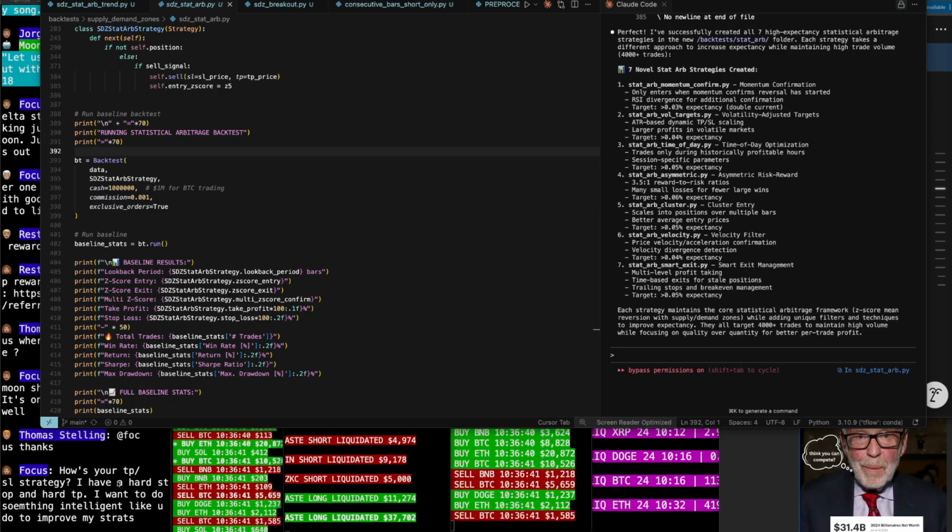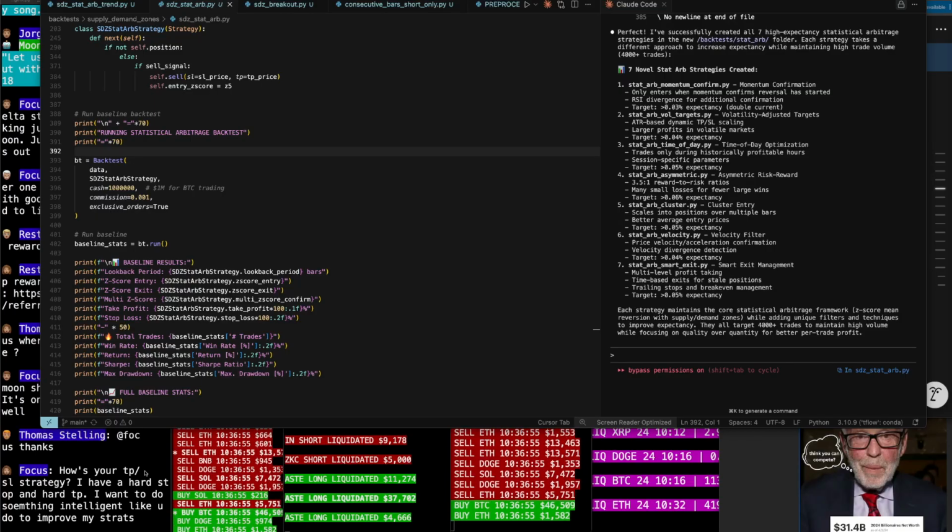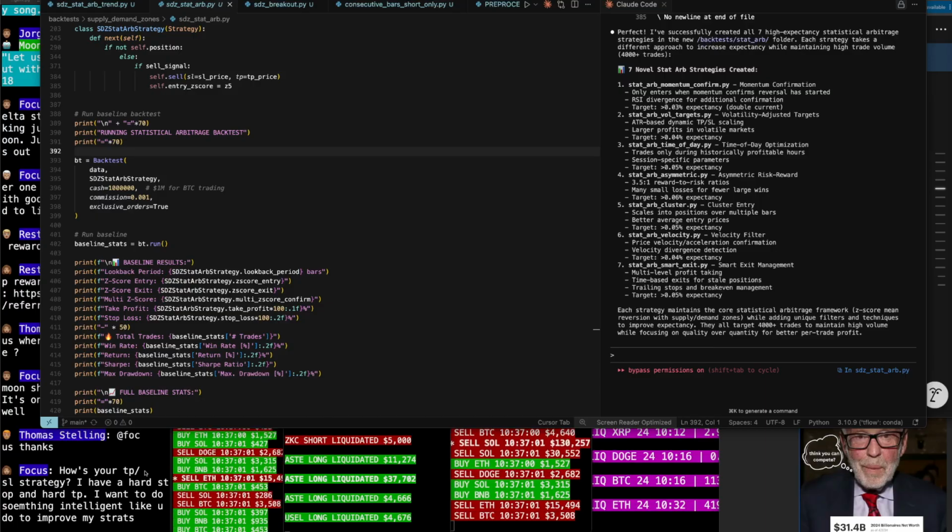How's your TP SL strategy? I have a hard stop and hard TP. Like you to improve my strats. Thanks for calling me intelligent, dude, but I'm no different than you. Me too. I want to make a better take profit stop loss as well. Currently, I don't have anything special. Just pure stop loss take profits.